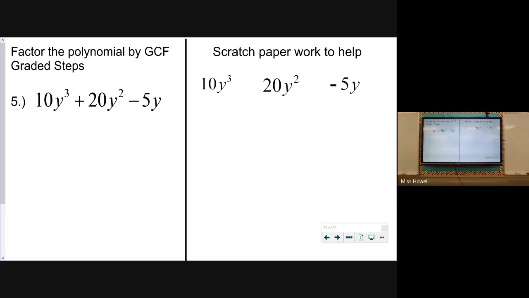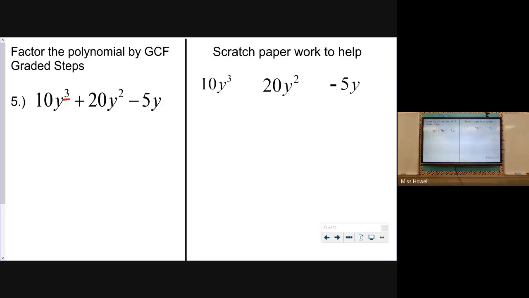All right, number 5: 10y to the 3rd plus 20y squared minus 5y. Now we're getting a little bit more complex here. We have a cubic, because our degree here is a 3. That makes it a cubic. And then we have 3 terms, which makes it a trinomial. A little bit bigger, a little bit more complex.